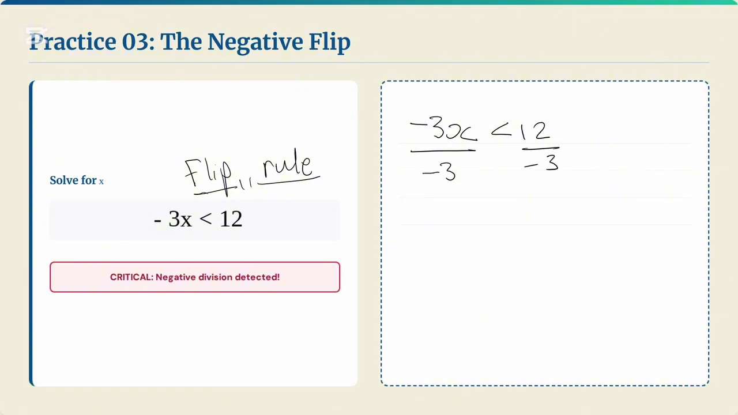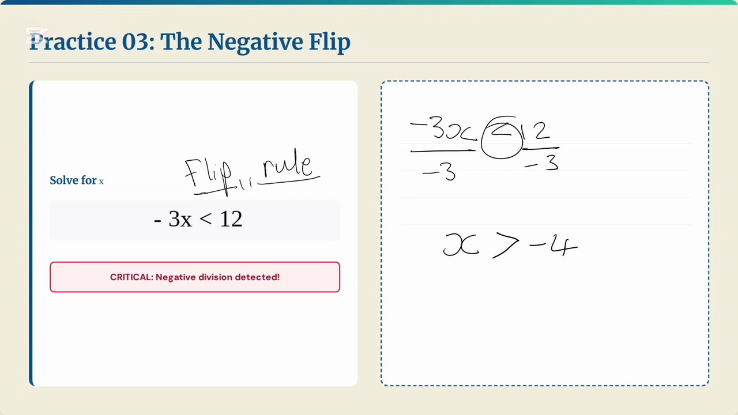So now we have x, and the inequality sign will flip and face the other side, is greater than negative 4. Did you guys see that? Our inequality sign, at first it was facing that way, and now it is facing this way because of our negative division. When you're dividing by a negative on both sides, our inequality sign will flip.